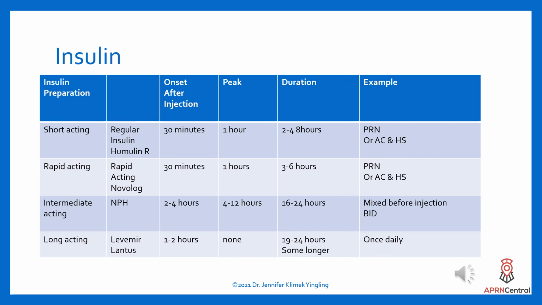So you're going to be seeing this given as a PRN or AC and HS with a sliding scale, perhaps. Rapid acting, this is your Novolog. Onset is 30 minutes, peak is 1 hour, duration is 3 to 6 hours, and again, this is given PRN, AC, and HS. Intermediate acting insulin, this is your NPH. Onset after injection is about 2 to 4 hours. The peak is within 4 to 12, and the duration is 16 to 24. Keep in mind, NPH is the one that you need to make sure that you roll, and you want to always mix the insulin clear to cloudy, and often NPH is given twice a day.